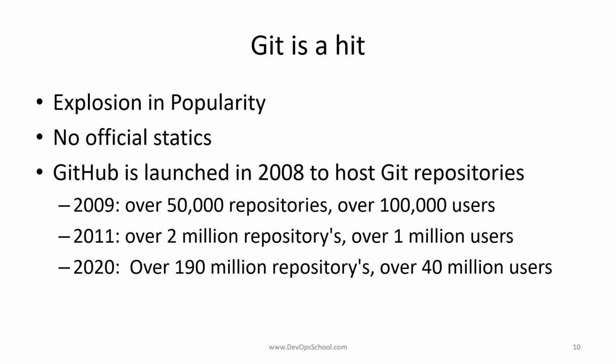Okay, so if you look at the numbers for Git's popularity, GitHub, which we'll discuss in some time, what is GitHub? In 2009, we had 50,000 repositories and almost 1 lakh users. In 2011, we had 2 million repositories and over 1 million users. And by 2020, we had 190 million repositories and over 40 million users. So this is the kind of popularity we have with Git.